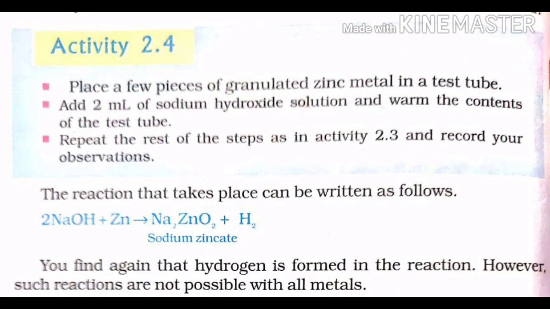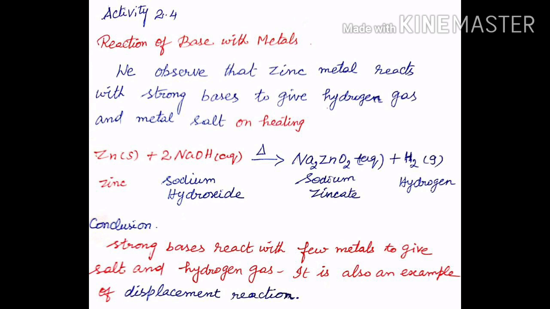Activity 2.4. Place a few pieces of granulated zinc metal in a test tube. Add 2 ml of sodium hydroxide solution and warm the contents of the test tube. Repeat the rest of the steps as in activity 2.3 and record your observations. Reaction of base with metals. We observe that zinc metal reacts with strong bases to give hydrogen gas and metal salt on heating.